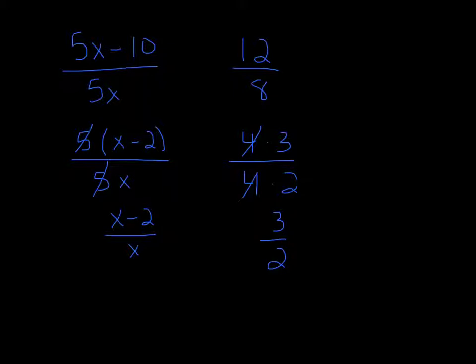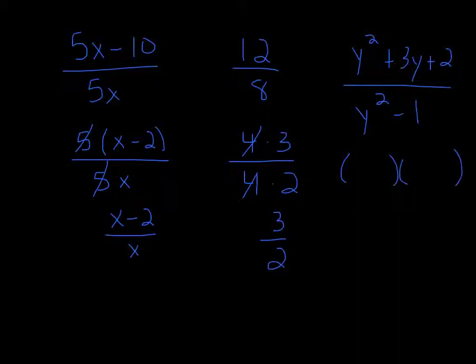All right, the last example we have is y squared plus 3y plus 2 over y squared minus 1. Okay, now hopefully you remember back to Unit 5, and we're going to do some factoring. So if you look at the top, we got y squared plus 3y plus 2, and that breaks into the binomial, okay, you got y plus 2 and y plus 1, right? Okay, because 2 times 1 is 2, and then you got 2y and 1y makes 3y.